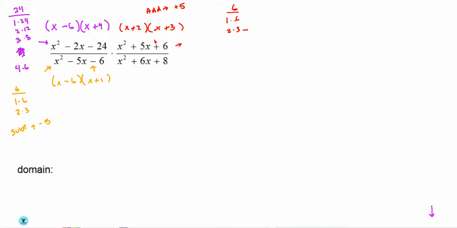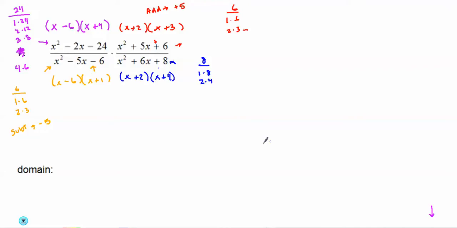Last, and we will use blue down here. All right? We're going to use 8. 1 and 8, 2 and 4. We're going to add to make +6. So here what we have is we're going to use a +2 and a +4. These will add up to 6.